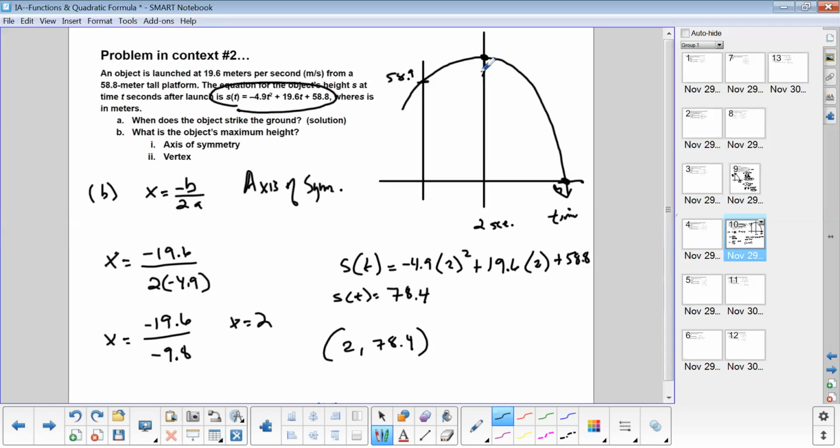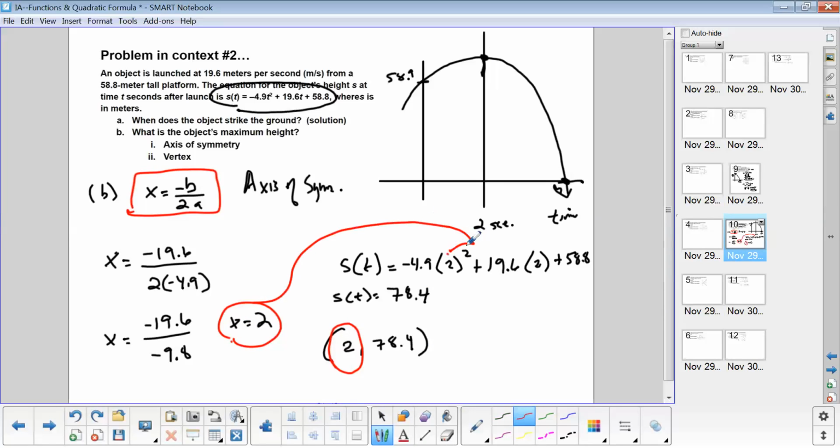There's your vertex. What's your axis of symmetry? It is the x part of your vertex, and that was your x equal 2, which we found from this equation. So we found the axis of symmetry, which we substituted into our original, and we found an output of 78 4/10. So we found our vertex. Next, I want to know, when does the object strike the ground?